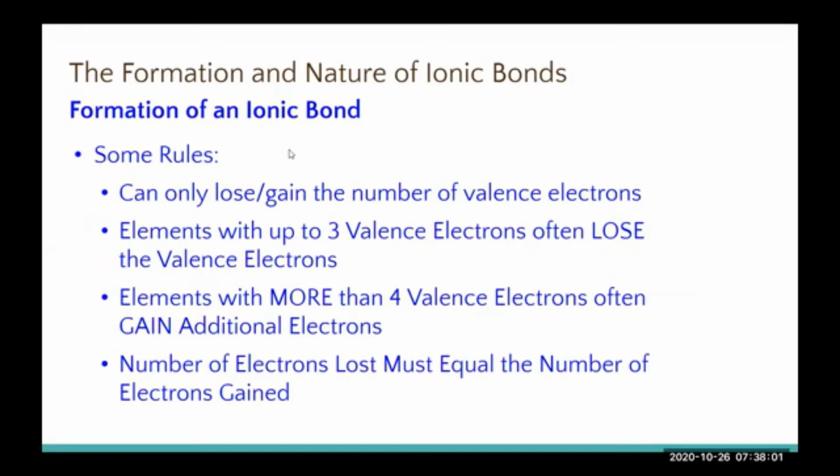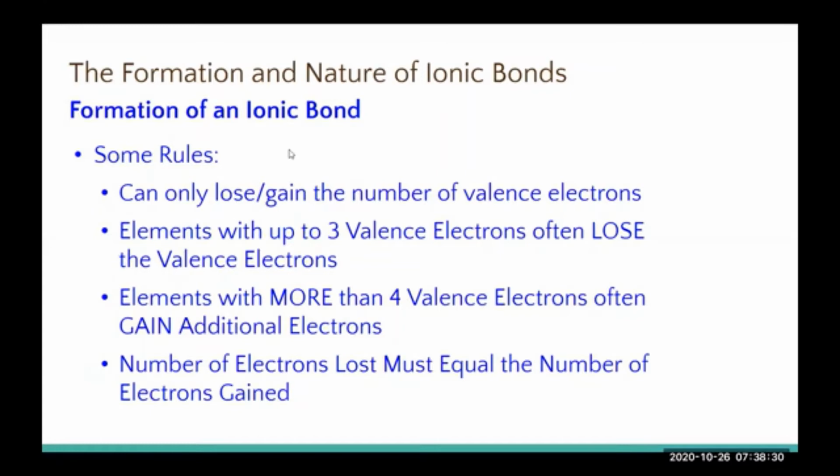The transition metals, or the common metal ions that you were given, can only lose or gain what they were given. So copper 2 can only lose 2, copper 1 can only lose 1, iron 3 can only lose 3, and so on. Elements with more than 4 valence electrons primarily gain additional electrons, and they can only gain as much as it takes to make 8.